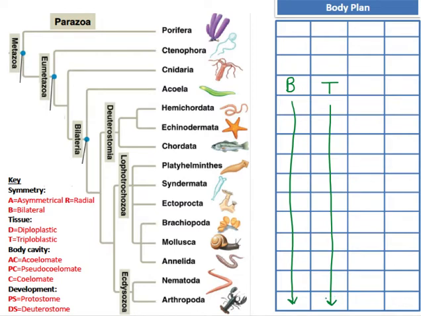Now that we're in the category of bilateral triploblasts, we can fill in the information about the type of body cavity they have and the type of development. So within the clade Lophotrochozoa, I mentioned that most of them that we're going to be talking about are protostomes. So our code for that is PS. We're not going to be doing the Ectoprocta or the Brachiopoda, and the mollusks and annelids are also protostomes. All right, so we'll fill these in after we cover the information about these 4 phyla.